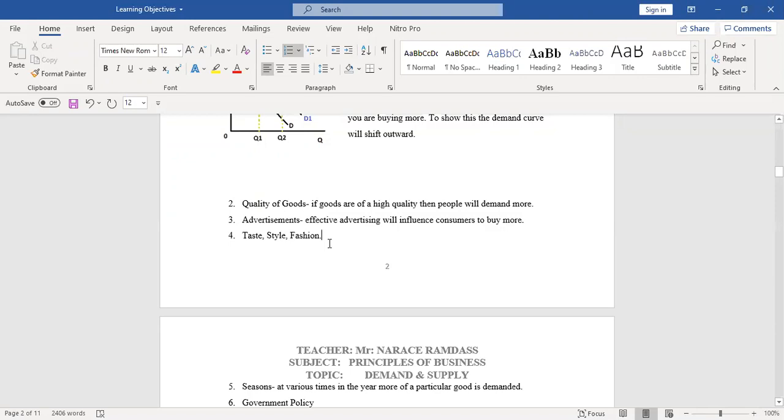Okay. Another factor influencing demand is taste, style, and fashion. As you all know, when something is in fashion, everybody wants it. Give me an example. Shoes. What type of shoes are in style right now that everybody wants? Nike? I think Nike was always in style. Is there anything that came out recently? How about Adidas? Oh, the Yeezys. Okay. So that's a huge selling product right now. It's in fashion, right? And because it's fashionable, people are going to be demanding more.